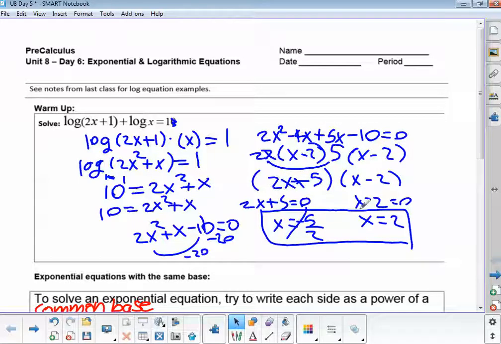Set them both equal to 0, but then had to throw out negative 5/2 because when you plug that back in, you're taking the log of a negative, which is not allowed. So you just have x equals 2.